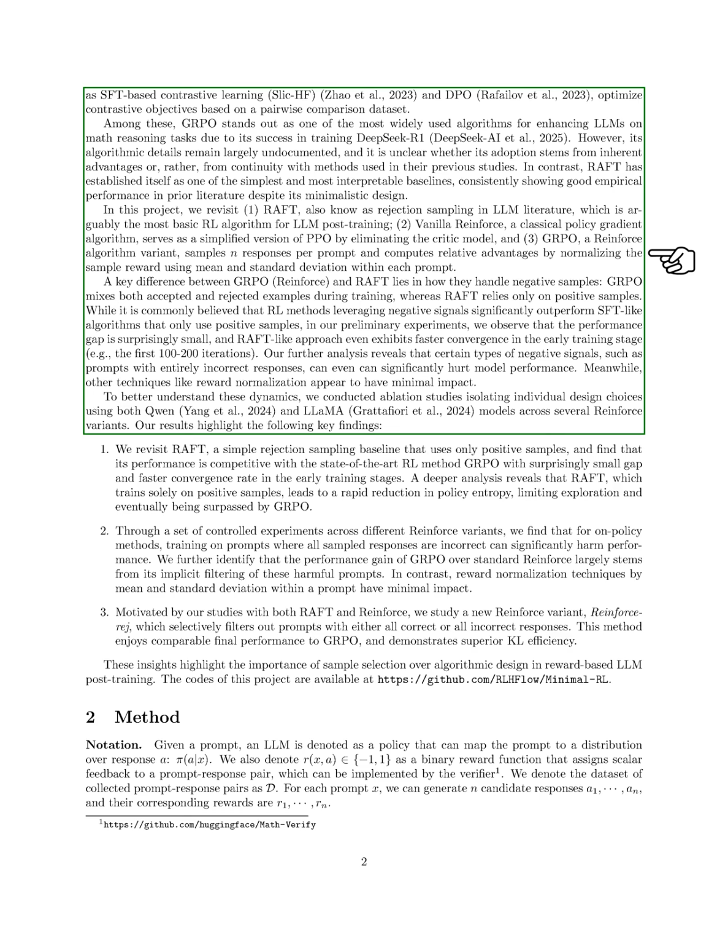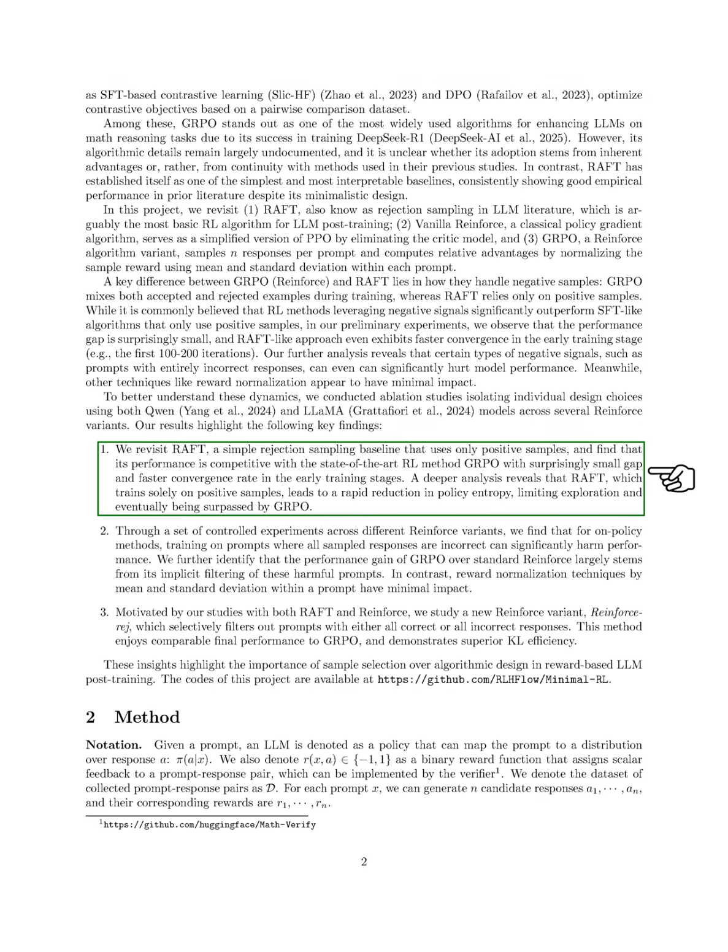A key distinction between GRPO and RAFT is that GRPO includes both accepted and rejected samples during training, while RAFT only uses positive samples. Interestingly, our initial experiments show that the performance difference between these methods is smaller than expected, with RAFT even converging faster in the early stages of training. We also found that certain negative signals, like prompts with all incorrect responses, can harm performance, while reward normalization has little effect. To investigate these dynamics, we conducted ablation studies with Qwen and Llama models across various reinforce variants.